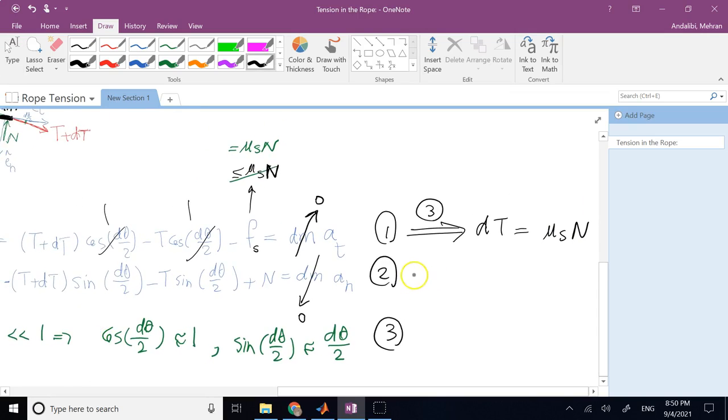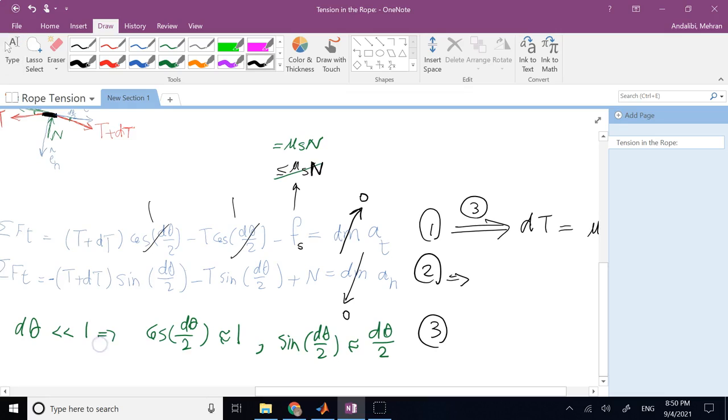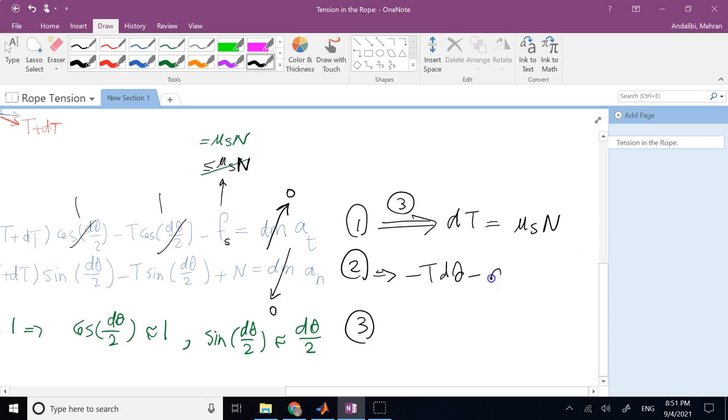right? And in the bottom one, if you do so, you will get negative 2T sine of that. So you will get negative T d theta, and then minus dT d theta over 2 equals negative n.